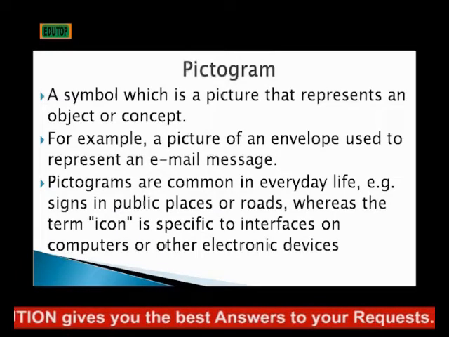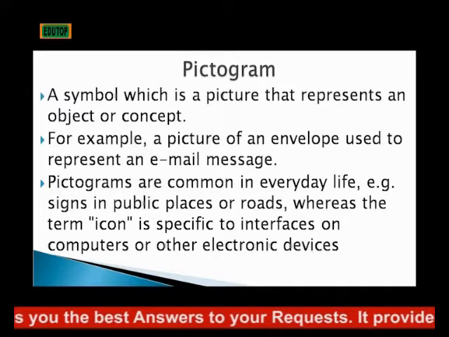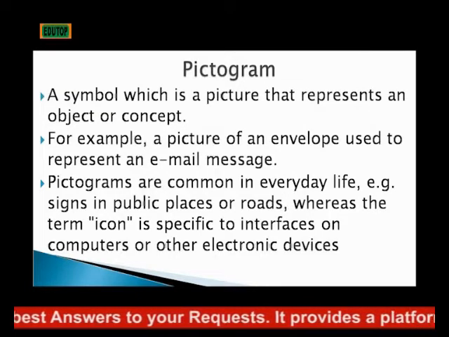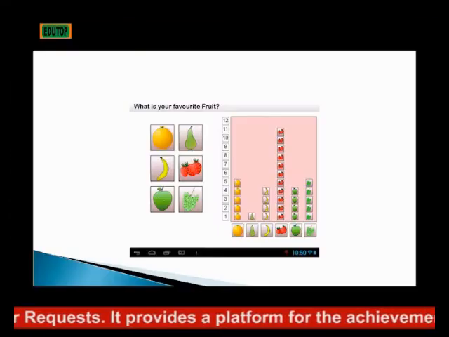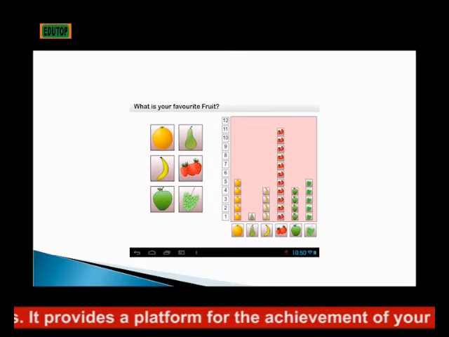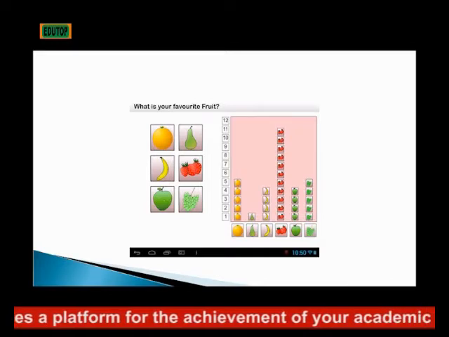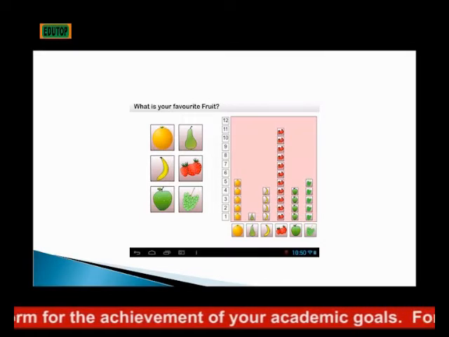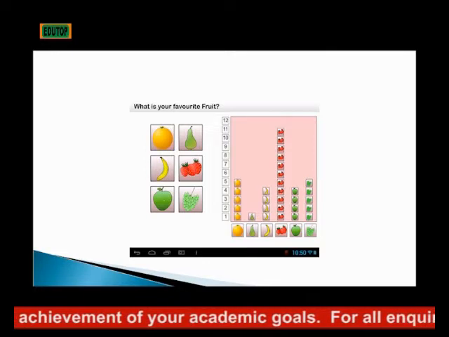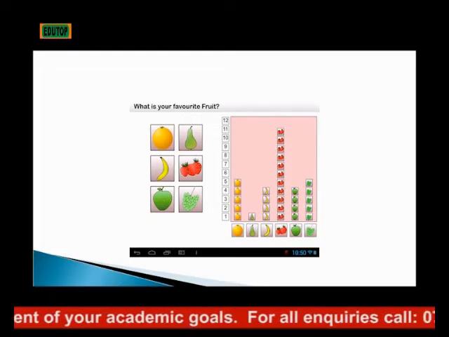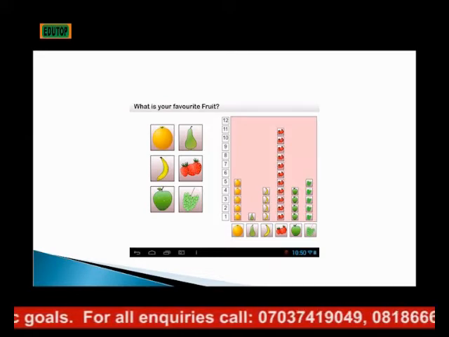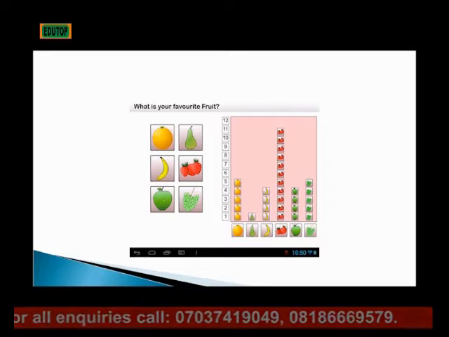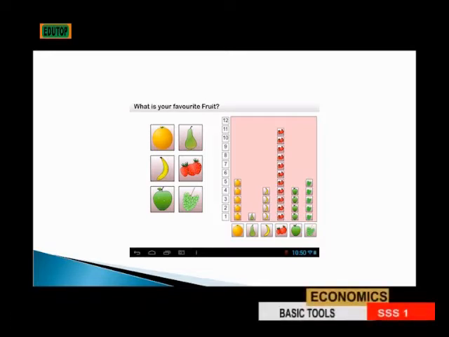Whereas the term icon is specific to interfaces on the computer or other electronic devices. We have different pictures on those too that give different meanings. When you see a picture painted in red, it signifies something, and that is what the pictogram is talking about: the use of diagrams or pictures or an object to depict or to pass across a message at one point or the other. That is where the pictogram is coming up.